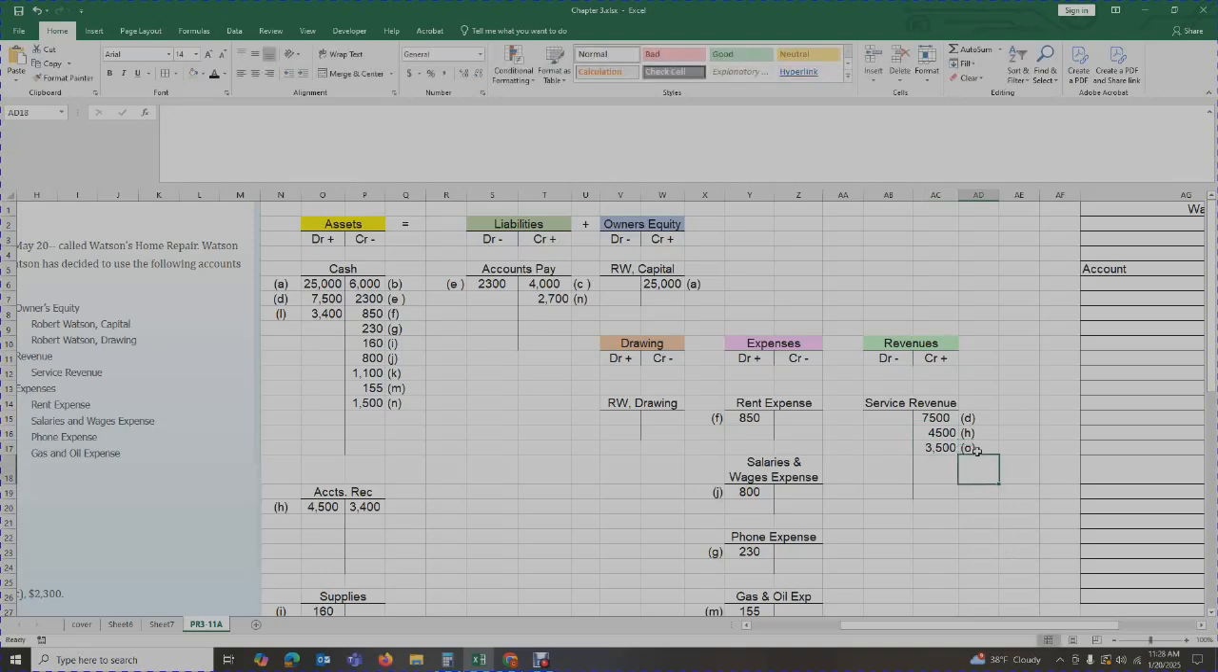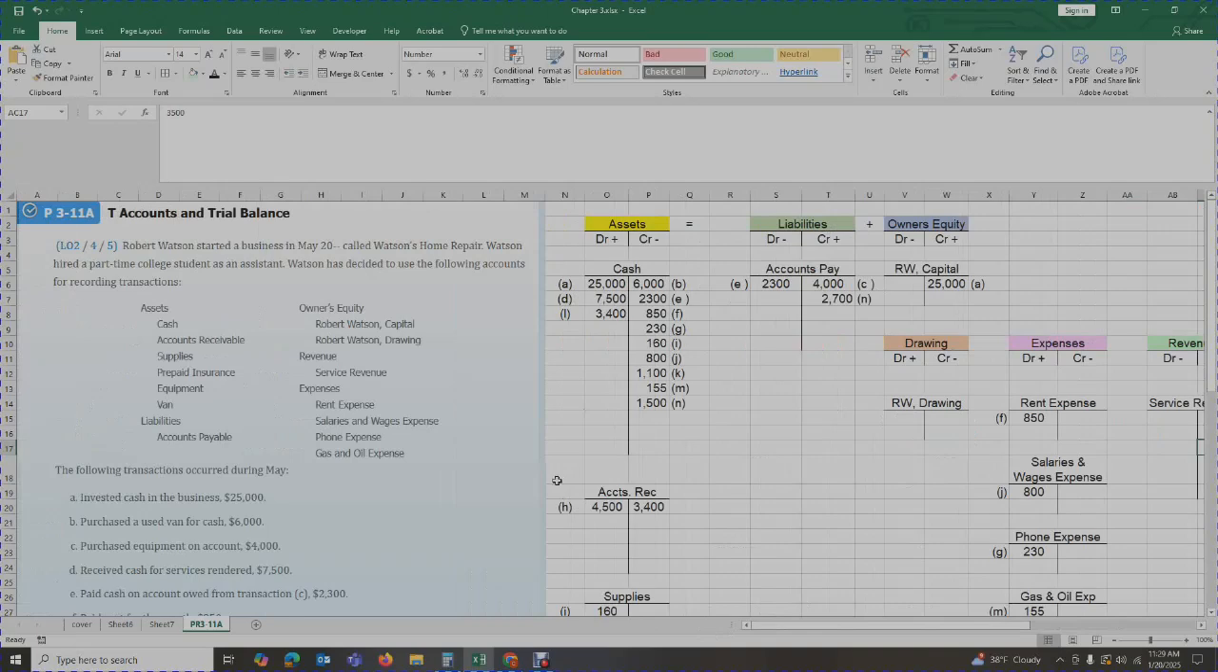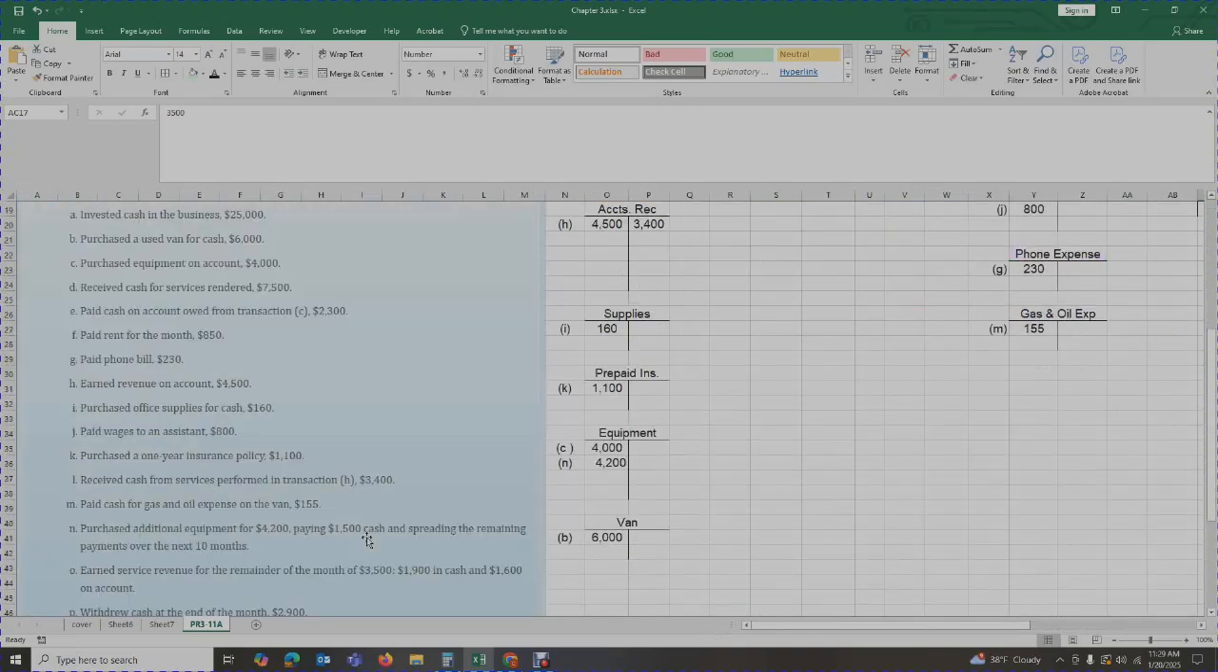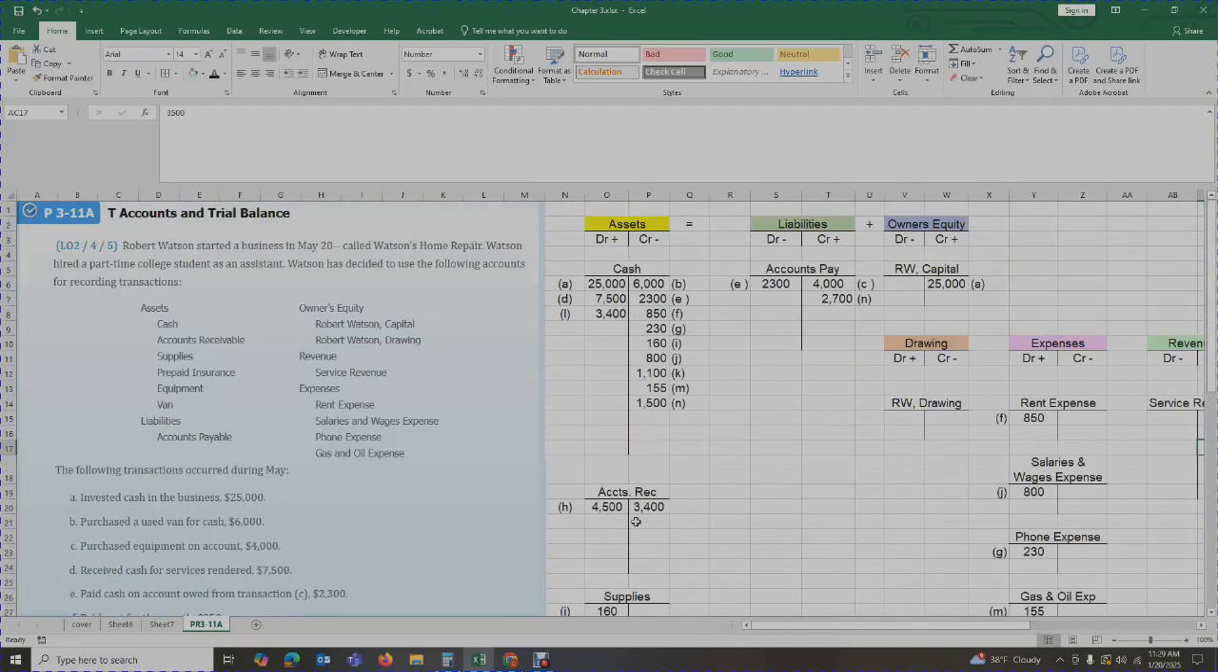Okay. Now, I provided a service for $3,500. How did I get paid? Well, according to the problem, let's look at letter O. $1,900 was received in cash. So if they paid you cash, is that going to increase or decrease your cash? Well, it's going to increase your cash. That means we would need to debit it. Okay, so we're going to look at letter O here.